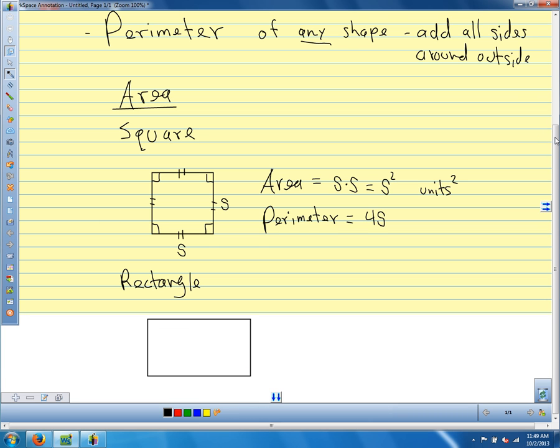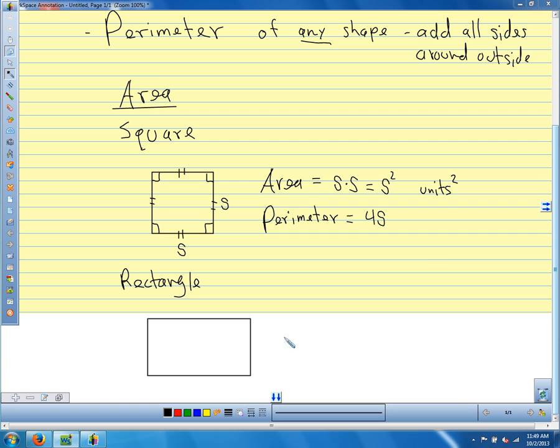Okay, so what do we know? Let's talk about the angles in the rectangle. What do we know about the angles in a rectangle? All 90 degrees. Just like a square.